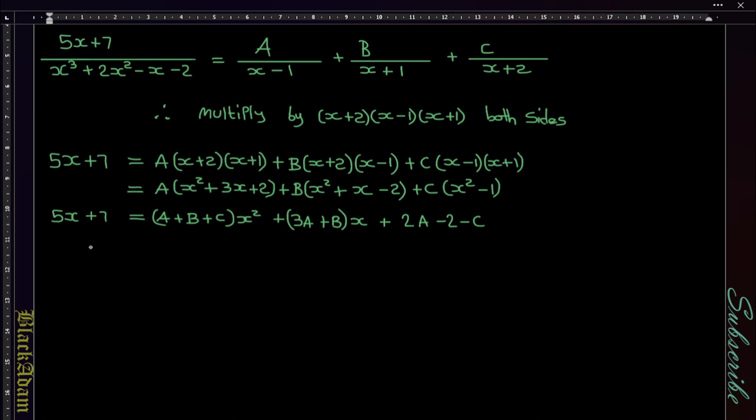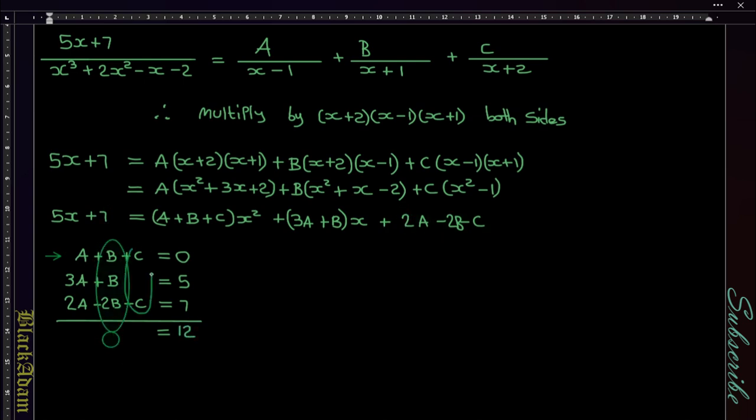So a plus b plus c is going to be 0, because we have no x squared term on the left. Then 3a plus b is equal to 5, and 2a minus 2b minus c is equal to 7. Adding the first and third equations, the c terms cancel and everything adds up to 6a, so we count all the a's.